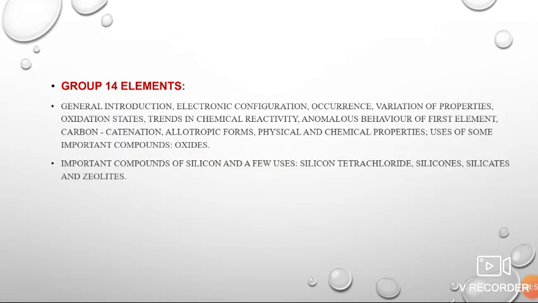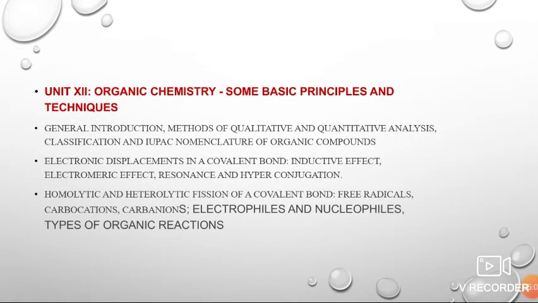Then important compounds of silicon and a few uses of silicon tetrachloride, silicates and zeolites. All these you will study in this chapter. Then unit number 12, organic chemistry. In organic chemistry, you will study the general introduction, methods of qualitative and quantitative analysis, then electronic displacement in a covalent bond, homolytic and heterolytic fission of a covalent bond.